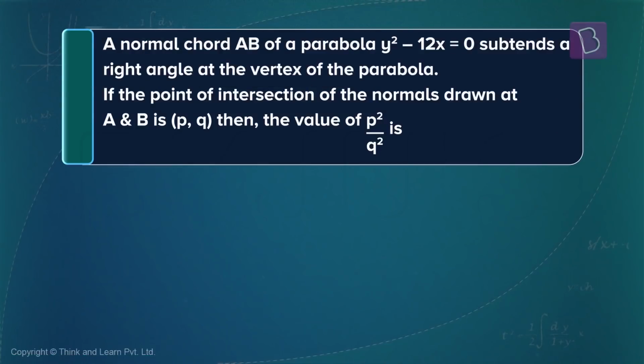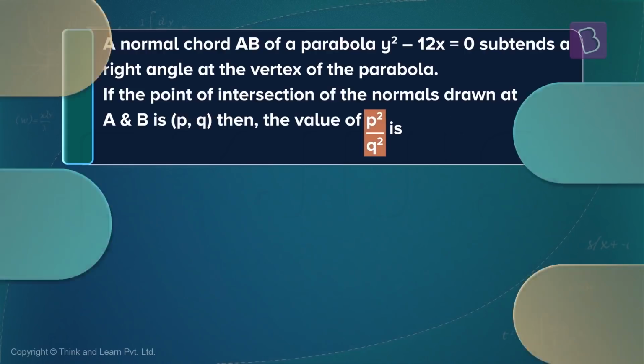This is yet another interesting question. We've been told that AB is a normal chord to the parabola y square minus 12x equal to 0. Notice the word normal chord. We're going to make use of that extensively in this question. Further, AB subtends a right angle at the vertex of this parabola. And finally, we've been told that the point of intersection of the normals drawn at point A and B to the parabola is P, Q. And the objective is to find out the value of P square divided by Q square.